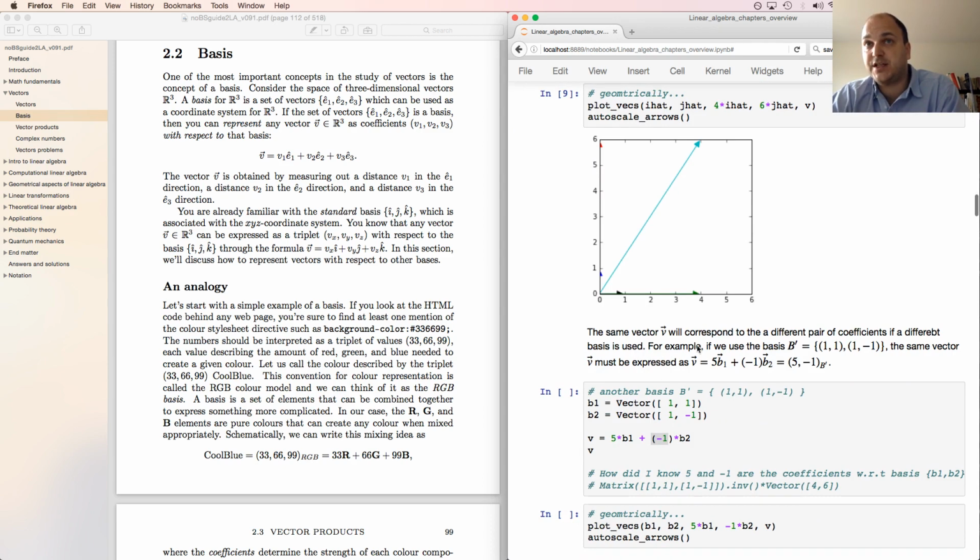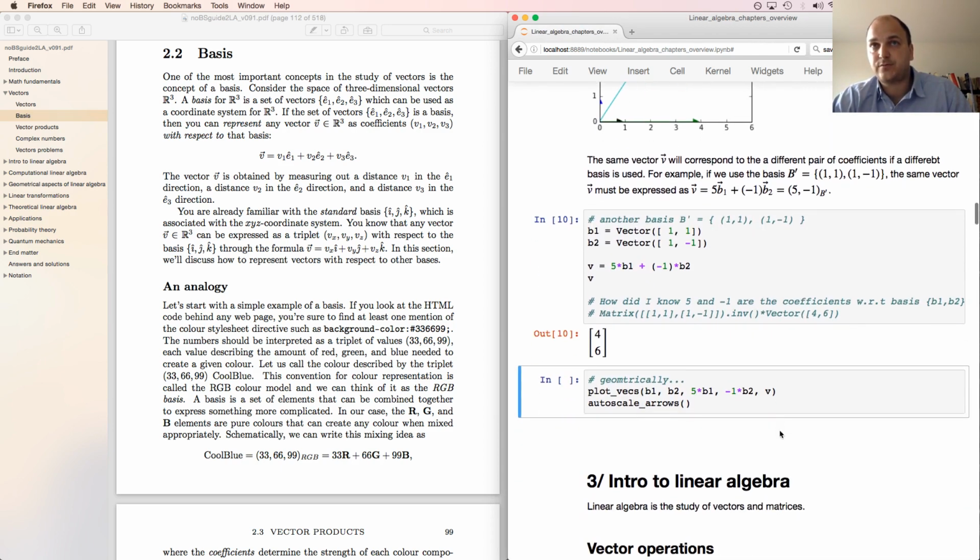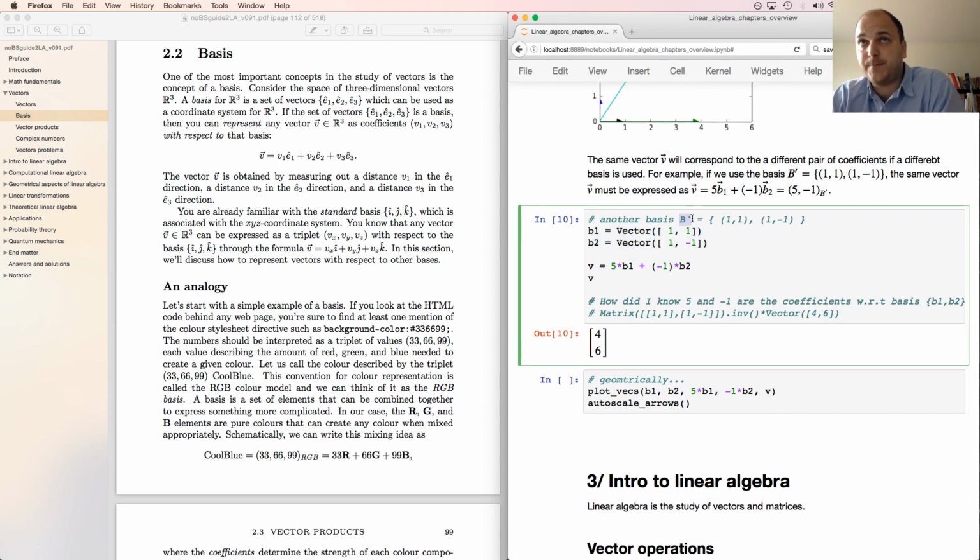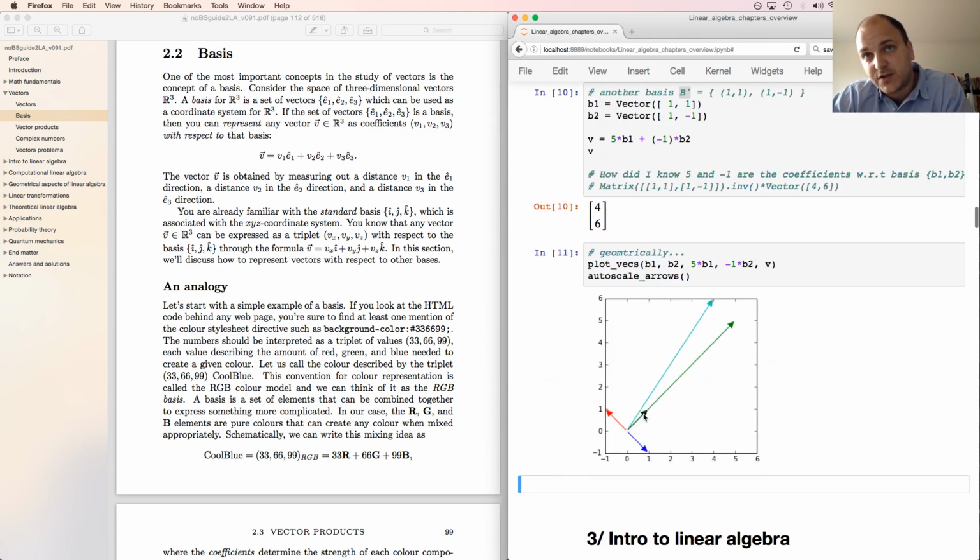Now, interestingly, the same vector v could correspond to a different coordinate pair. If we use the basis 1, 1 and 1, minus 1, it would have different coefficients. I won't explain it too much, but I'll show the example here. Using an alternative basis, which we call B prime, we have the vector 1, 1, and the vector 1, minus 1. Let me show you. So this is the vector 1, 1, and this is the vector 1, minus 1.